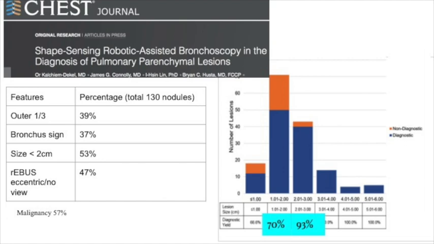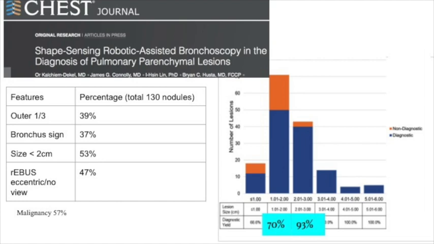Moving on to human study. This is so far the largest prospective study, on about 130 nodules, published in 2021 by Memorial Sloan Kettering Cancer Center. In this study, the authors included 130 nodules with a malignancy rate of only about 57%. Most of the nodules are less than 2 centimeters, with an eccentric view of 47%, and they used shape-sensing technology with fluoroscopy.